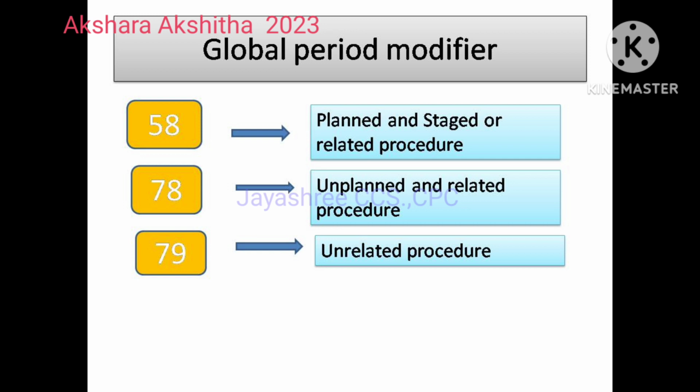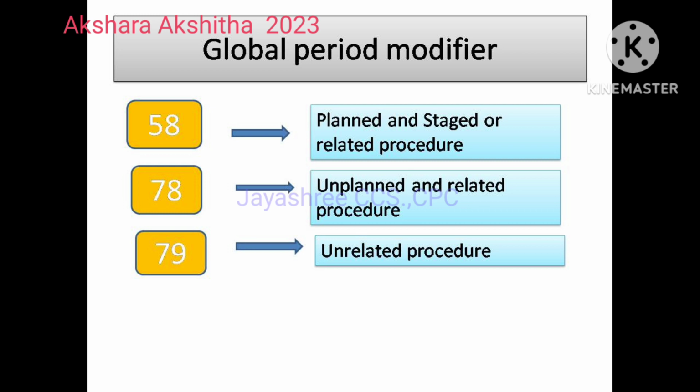If it is unrelated to the main procedure, for example, the first time a cholecystectomy, and that cholecystectomy period is 90 days. During that 90 days the patient comes for any other heart related procedure, or any other head related, brain, eye or skin related procedure, so it is unrelated. Cholecystectomy and a heart procedure, both procedures are unrelated. So that time we need to use the 79 modifier. So these are the modifiers for the global period.